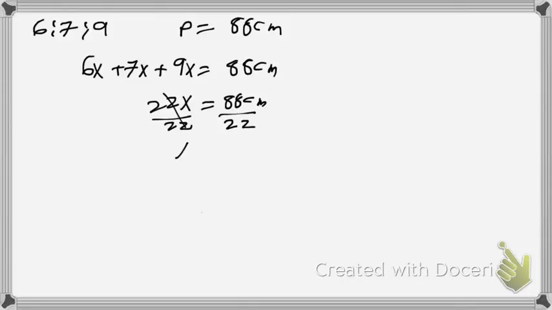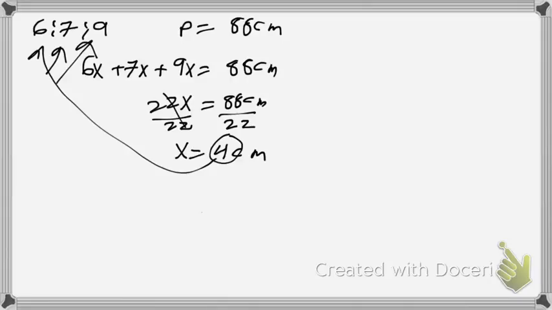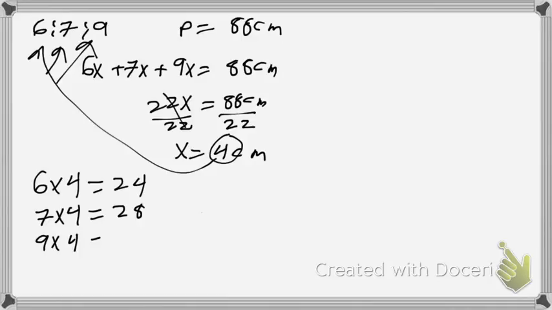Divide by 22, and we get x equals 4 centimeters. So now what we're going to do is multiply it by the 6, the 7, and the 9. 6 times 4, 24. 7 times 4, 28. 9 times 4, 36. Now we add all those up, bam, 88.